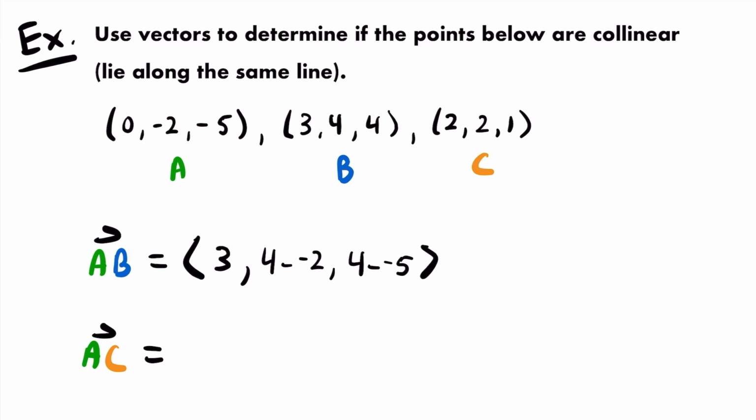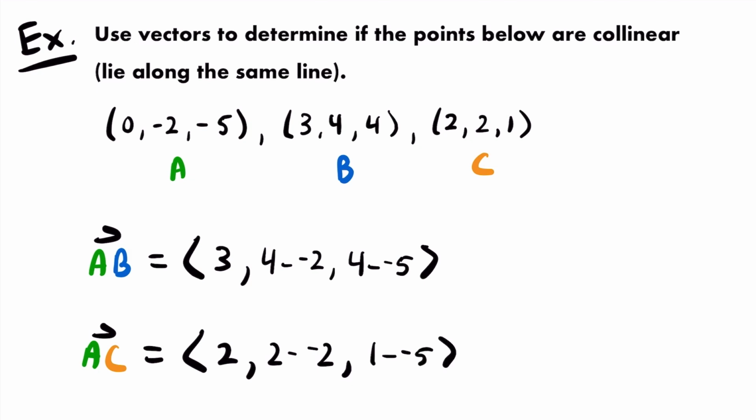All right, now let's work on AC as well. For vector AC, A is still the initial point, but now C is the terminal point. So we're going to be subtracting the coordinates of A from C. So we'll take 2 minus 0 for the x component, so we'll have 2, and then 2 minus negative 2 for the y component, and then 1 minus negative 5 for the z component.